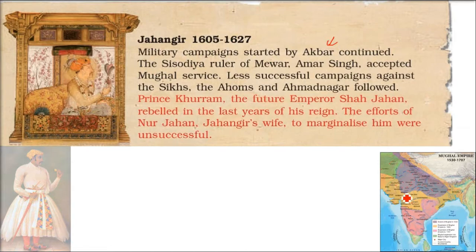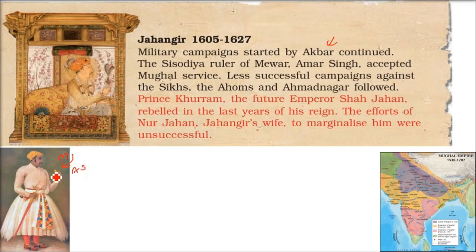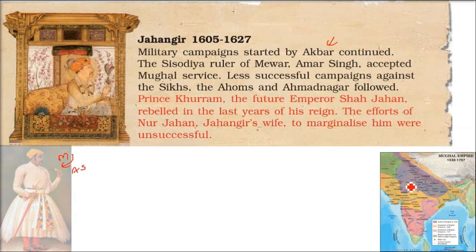He actually also carried forward what Akbar was doing. And the Sisodia ruler of Mewar, Amar Singh, after a long resistance, accepted Mughal service. And there are certain less successful campaigns: the Sikhs, the Ahoms, which is actually the northeast area, and Ahmednagar. They tried, but it was less successful.